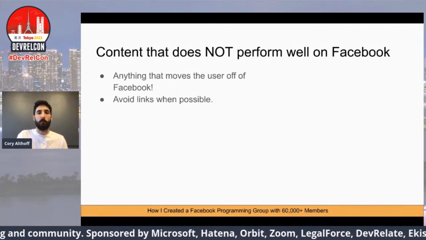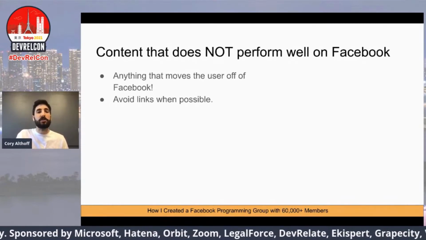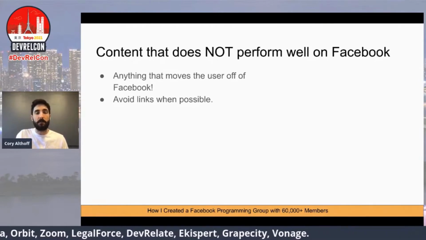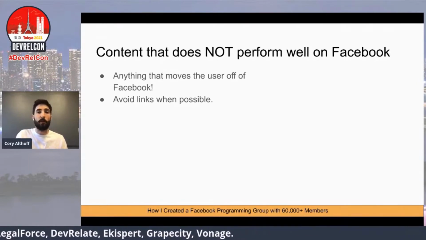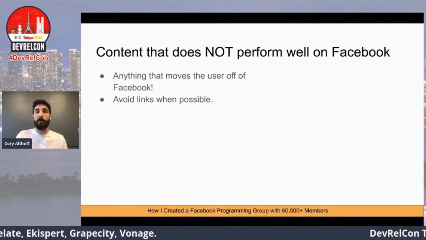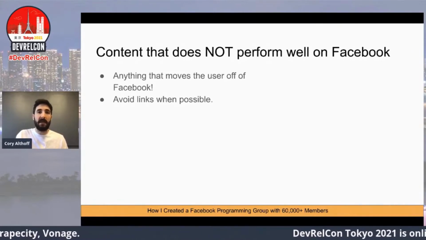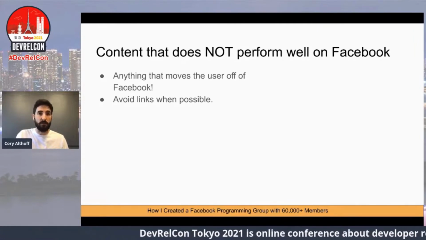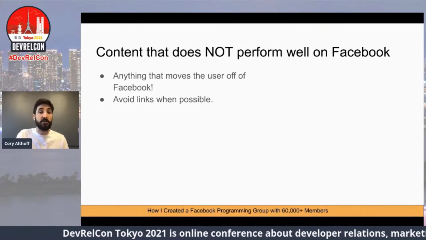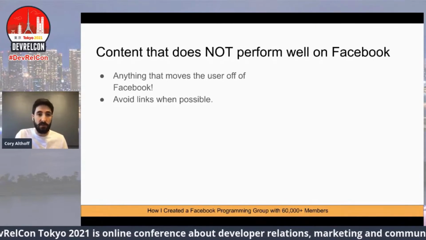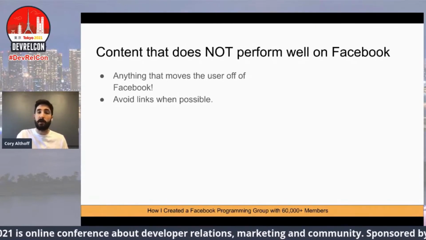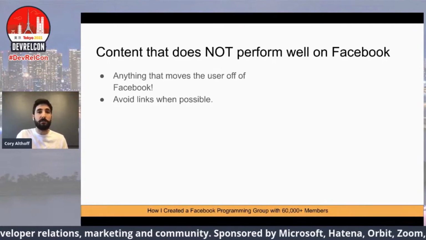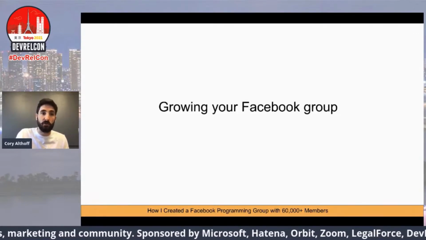Content that does not perform well on Facebook is anything that moves the user off of Facebook. Facebook is a business, and they're in the business of keeping people on their platform so they can show ads. So you want to avoid links. You don't want to create a Facebook group and then every post that you make links to your blog or links to YouTube, because Facebook is not going to give posts like that very high engagement. It's not going to show it to a lot of people, so people aren't going to engage with it. So you want to avoid links when possible. It's fine to link to your YouTube video or to link to your blog, but that shouldn't be your main source of content within your group.